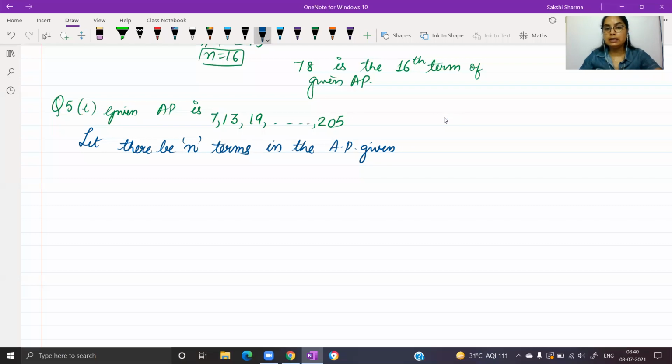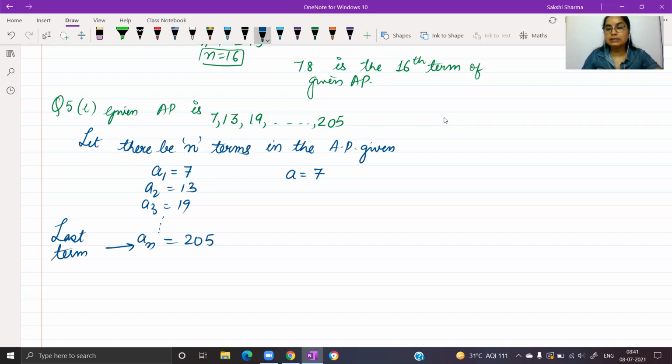We assume how many terms there are. That means A1 is 7, which means A is 7, A2 is 13, A3 is 19, and so on. The last term will be represented as the nth term. You will apply the formula for the nth term. Writing this is not necessary, it is just for understanding. If our progression has n terms, first term, second term, third term, the last term will be the nth term. Apply the formula.